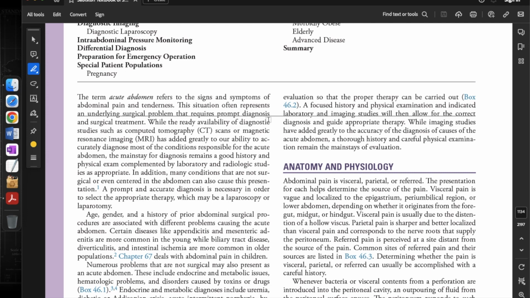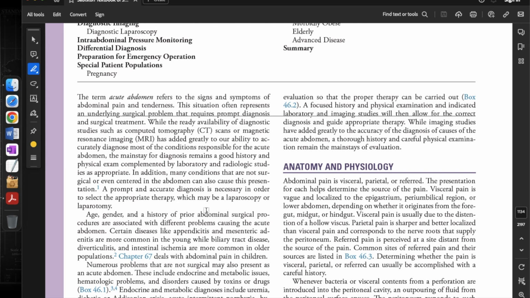While the ready availability of diagnostic studies such as CT or MRI has added greatly to our ability to accurately diagnose most of the conditions responsible for the acute abdomen, the mainstay for diagnosis remains a good history and physical examination complemented by laboratory and radiologic studies as appropriate. In addition, many conditions that are not surgical or even centered in the abdomen can also cause this presentation.